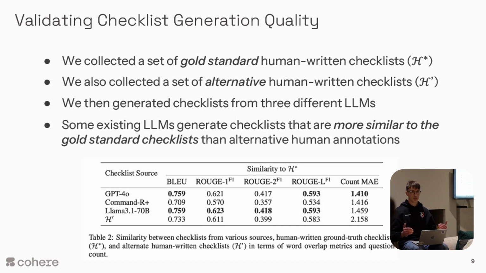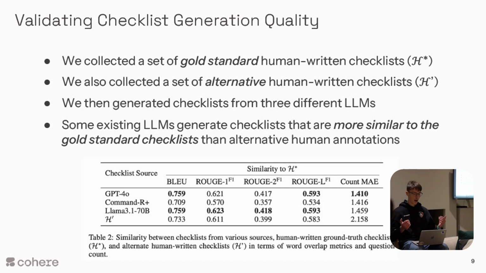This was a study we did to just look at how good the checklists themselves were. So we collected different sets of human written checklists from annotators. One gold standard set, which were filtered and adjusted to be really high quality, and then two sets that were just what the annotators gave us. And this was to capture the range of how humans would complete this task of checklist writing. And then we collected checklists from different LLMs, and we compared the checklists from different LLMs to the gold standard checklists and the other human checklists to the gold standard checklists.